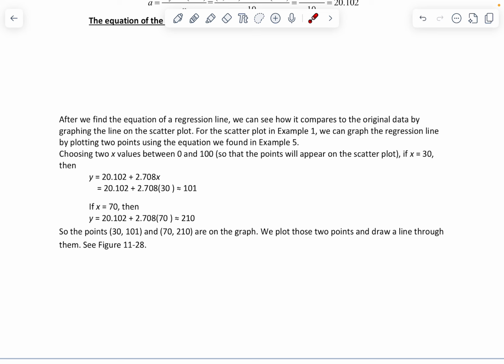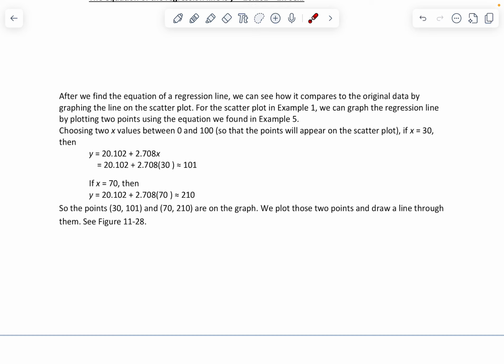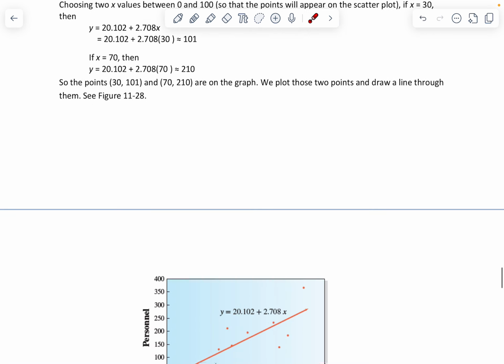After we find the equation of a regression line, we can see how it compares to the original data by graphing the line on the scatter plot. For the scatter plot in example 1, we can graph the regression line by plotting 2 points using the equation we found in example 5 that we just calculated. So we choose two x values between 0 and 100 so that the points will appear on the scatter plot. We just arbitrarily chose x equals 30, plugged that into the equation and solved for y, which gave us approximately 101. And then x equals 70, plugged that into the equation and solved for y to get approximately 210. So the points (30, 101) and (70, 210) are on the graph. We plot those 2 points and then draw a line through them.